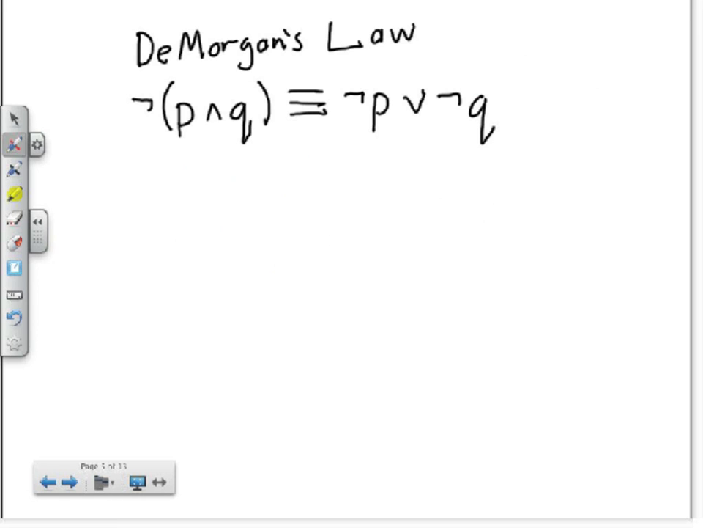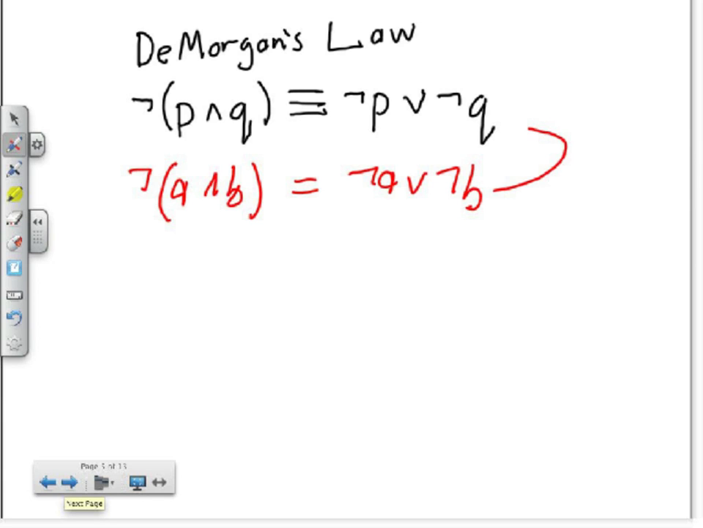So, with De Morgan's law, we can prove the statement that Steve was trying to prove in one fell swoop. He was trying to prove that not (A and B) is equal to not A or not B. And since we have De Morgan's law, we can prove this in one fell swoop since they look almost identical.